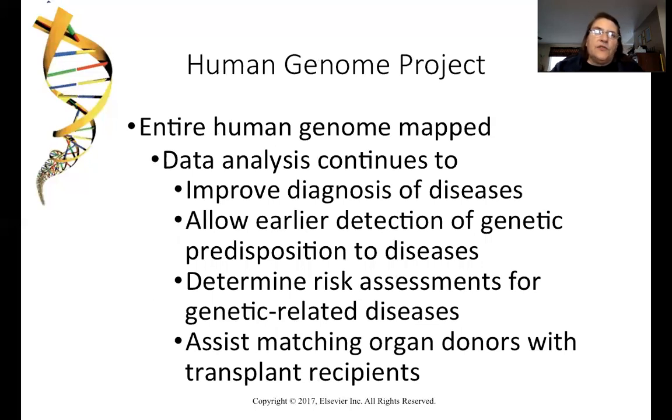All right, so let's talk about the Human Gene Project. This was a mapping of the entire human genome. This was finished in 2003. People have been doing data analysis, and through that data analysis, the goals have been to improve the diagnosis of diseases, to allow earlier detection of genetic predisposition of diseases, to determine risk assessments for genetic-related diseases, and it also assists in matching organ donors with transplant recipients. This has been a huge undertaking, and it's helped a lot of people.